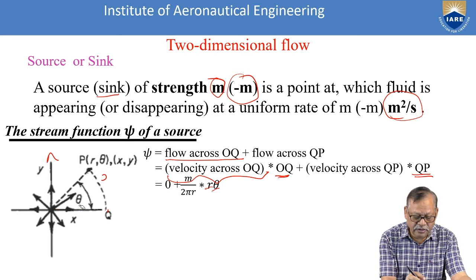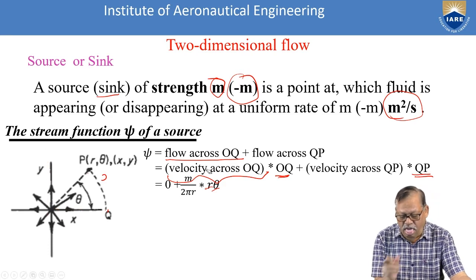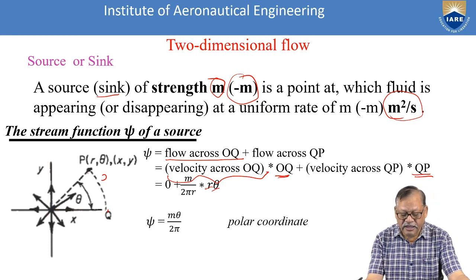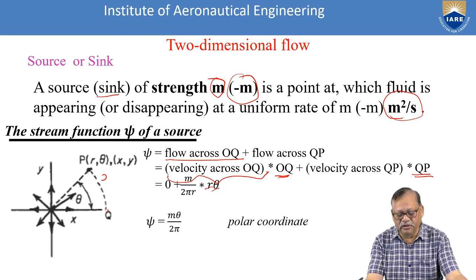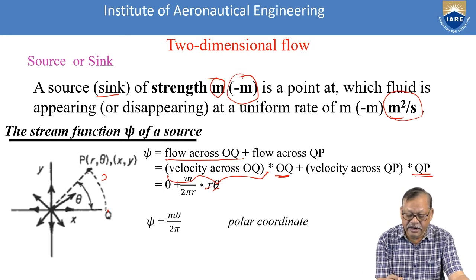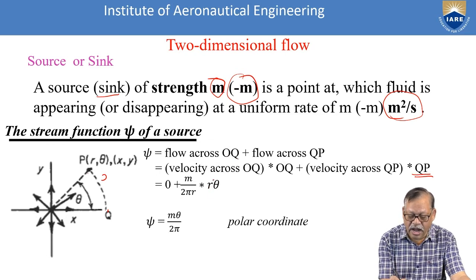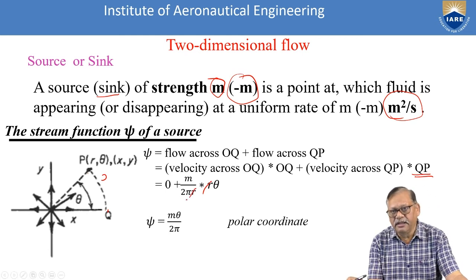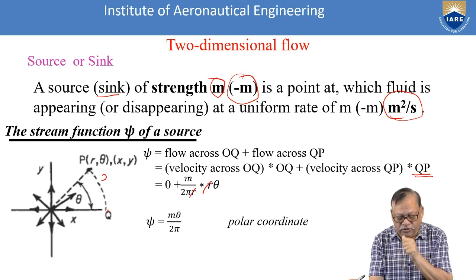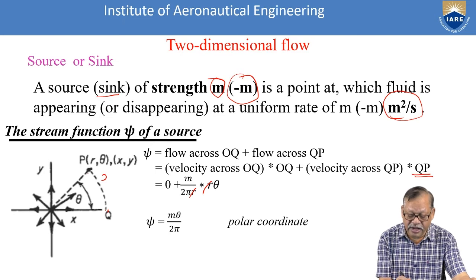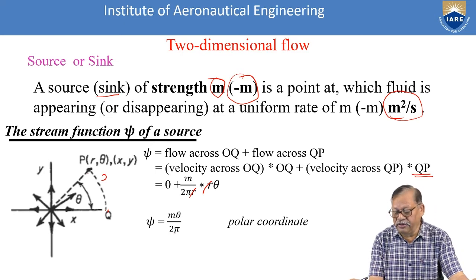Let me remove this. Now we will say the psi value is equal to how much we got. Here you can see this r and this r will get cancelled. So we get m theta by 2 pi. So the psi value is equal to m theta by 2 pi. That is in the polar coordinate system.